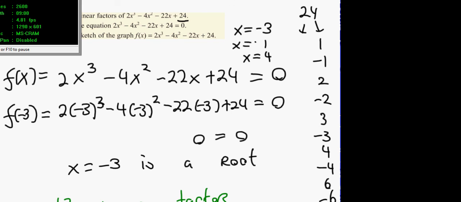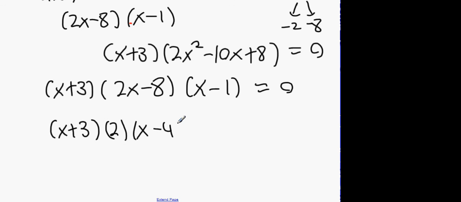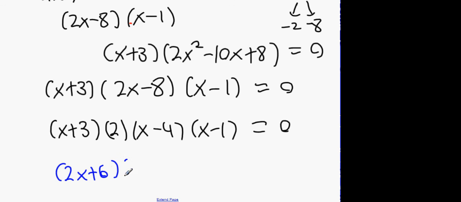Connor asked me, does it matter if I start off with x minus 4? Actually, it doesn't matter. If I was to factorize this further and take out a 2, because I'm allowed to divide out 2, it doesn't matter where I multiply in that 2. I could multiply it in over here and get 2x plus 6, x minus 4, x minus 1. That would still multiply to give me the equation.